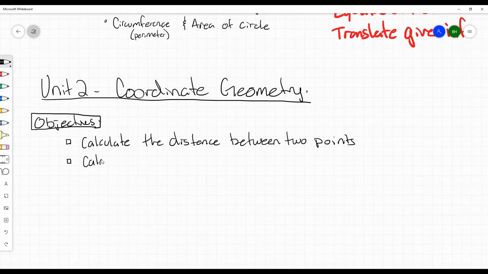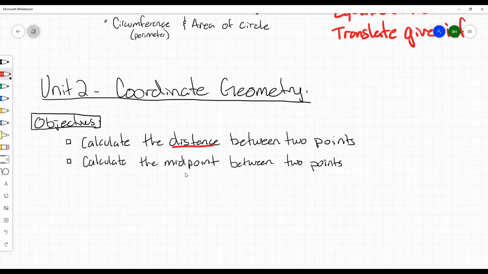In addition, I want you to be able to calculate and find the midpoint between 2 points. What point is actually located in between two different points, and how do you actually find it? So the first one is looking at the distance between 2 points. Second one is looking at the midpoint between 2 points. And overall, I want you to be able to properly create an appropriate graph.